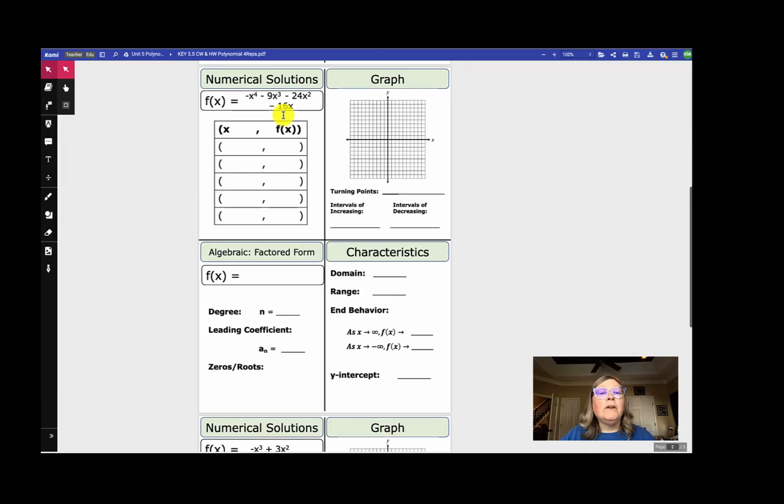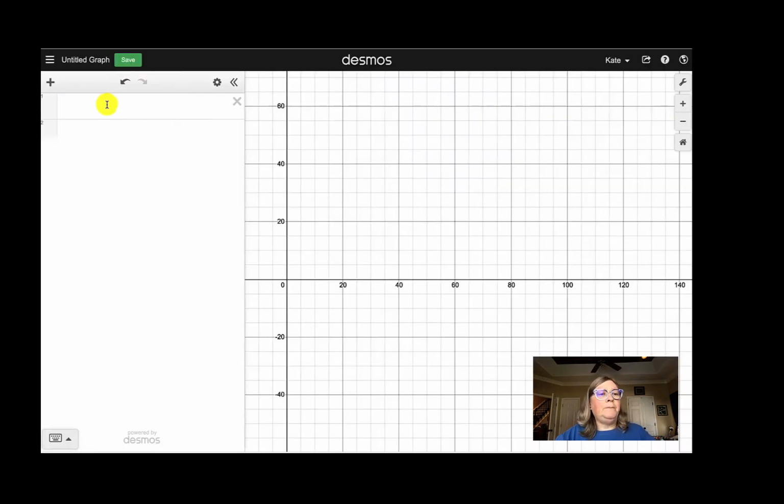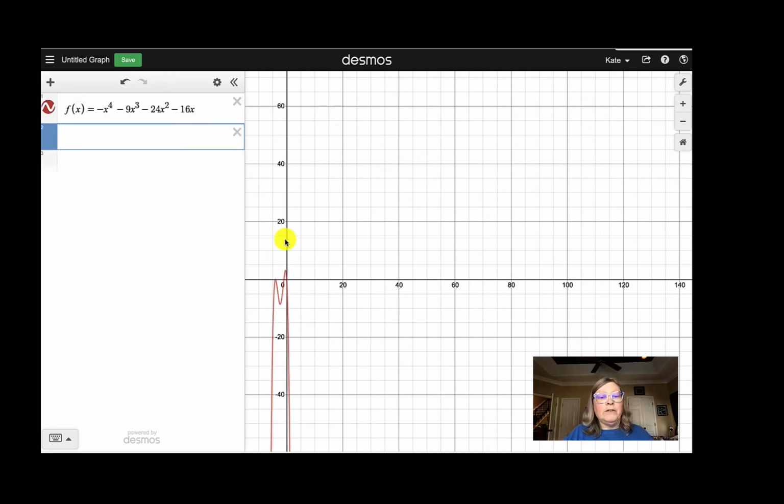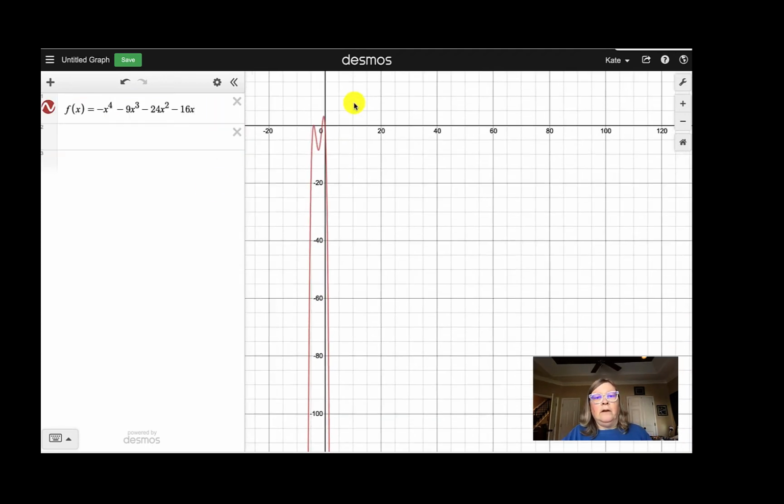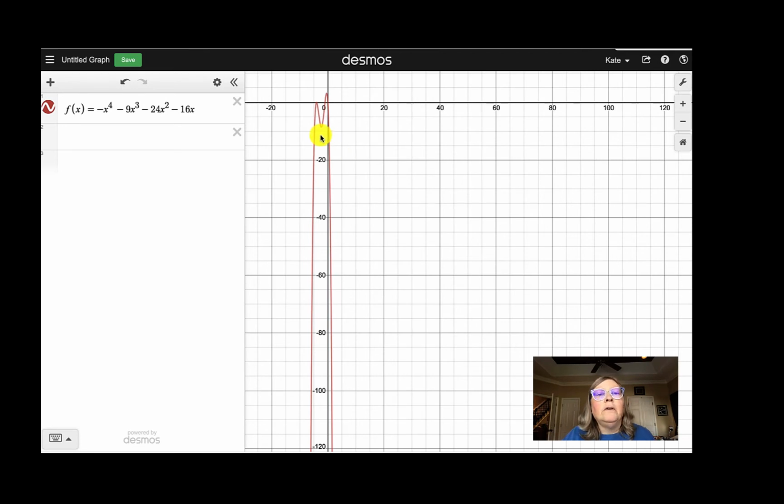are posted. I'm going to choose the most complicated one, which is this polynomial: minus x to the fourth, minus x to the third, minus 24x to the second, and then minus 16x. So I'm going to go over to Desmos, first of all, and type that in. Once you have your polynomial typed in, it appears, and I'm going to see if this makes sense to me.